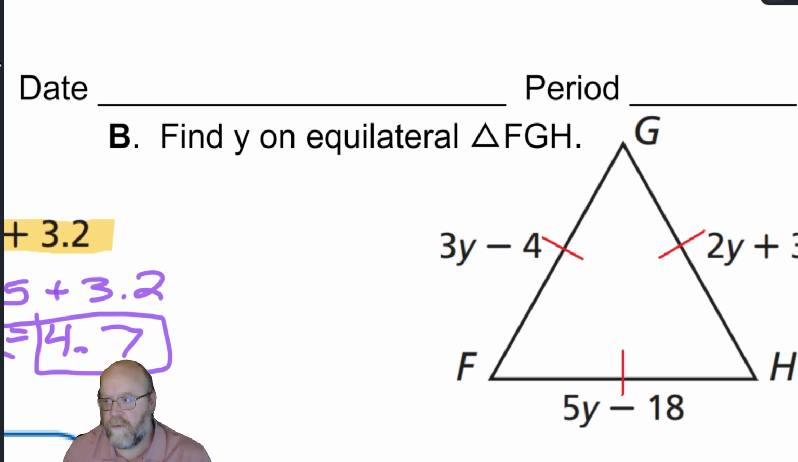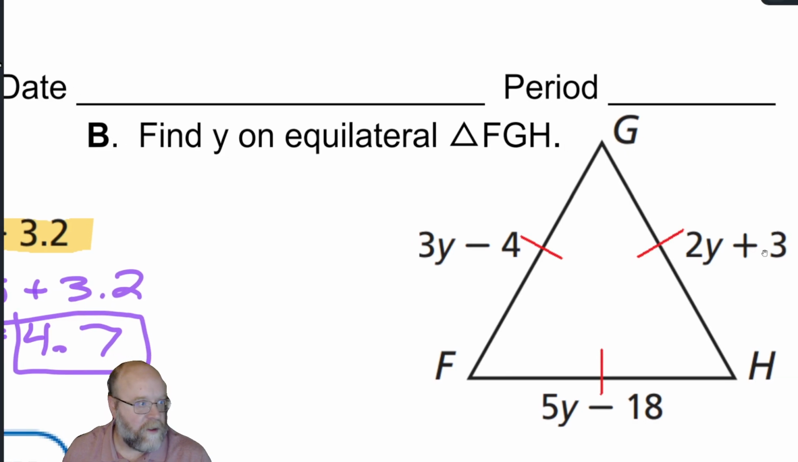FGH. Oh, scoot it over a little bit. There we go. FGH. Find y on the equilateral triangle. Well, equilateral triangles, what does that mean? How can we set up an equation to find y? Things have got to be equal, right? So let's set two things equal. These numbers look smaller, let's use those. 3y minus 4 is equal to 2y plus 3.